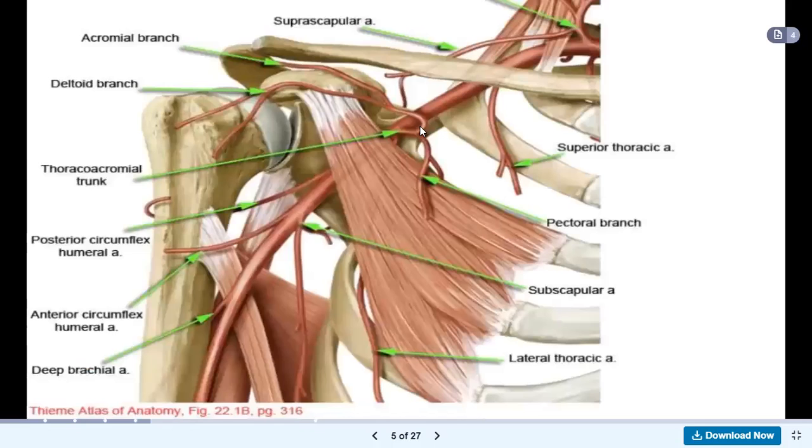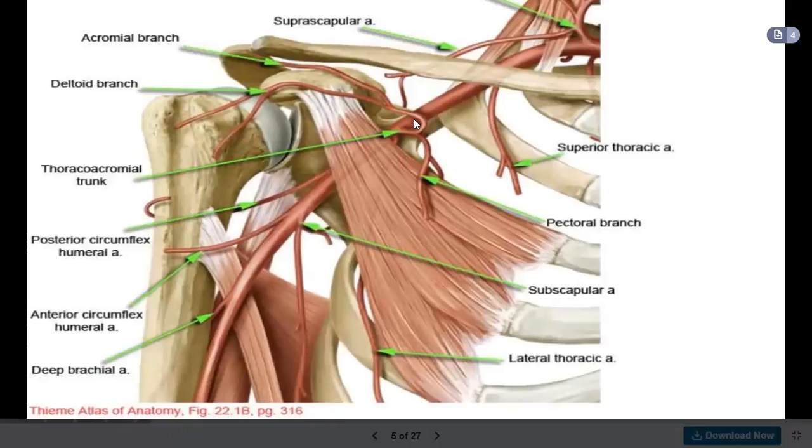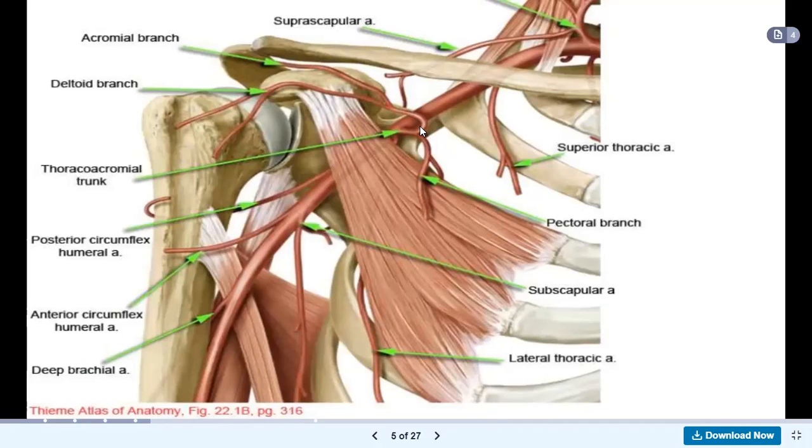It will give off a branch called the acromial branch, and then another branch called the deltoid branch. This deltoid branch is going to supply the deltoid muscle, which is on top of the head of the humerus. And then there is also a lateral thoracic branch, which is not labeled in this. Okay, it's labeled. So it came down here.